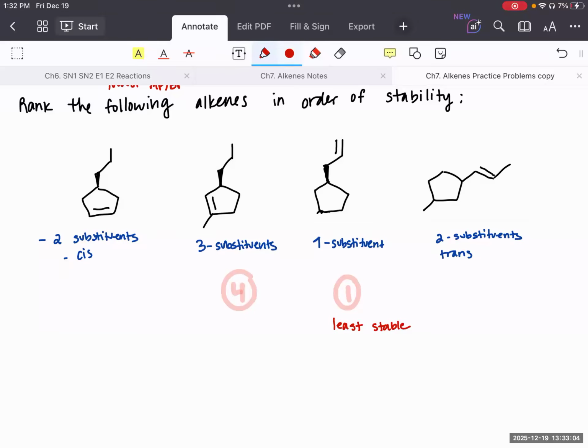And then finally, we can do that first and that last one. And so for the first one, we have a cis double bond. And for the last one, we have trans. And so we know that trans is going to be more stable. So that one's going to be 3, and this one's going to be 2.